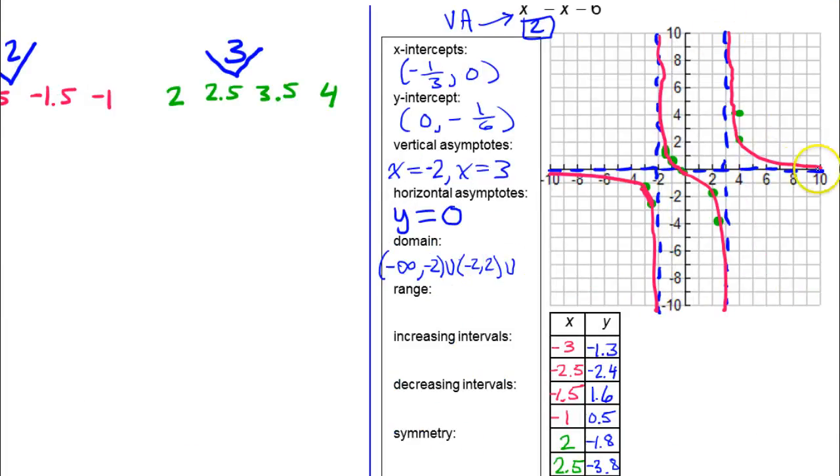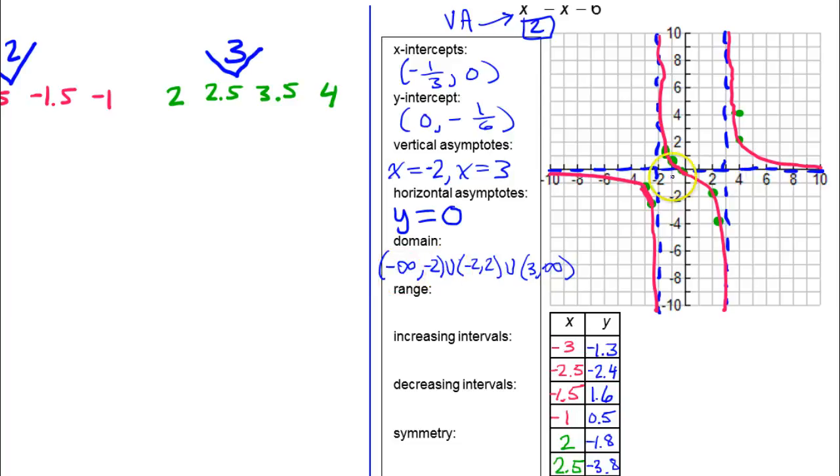Okay, and that leaves this third portion. But we're only talking about the x values, how far it goes from left to right. So it picks up at the second vertical asymptote, which is at 3, and it goes forever to the right. So that's going to be 3 to infinity. Okay, so that's the domain in 3 pieces.